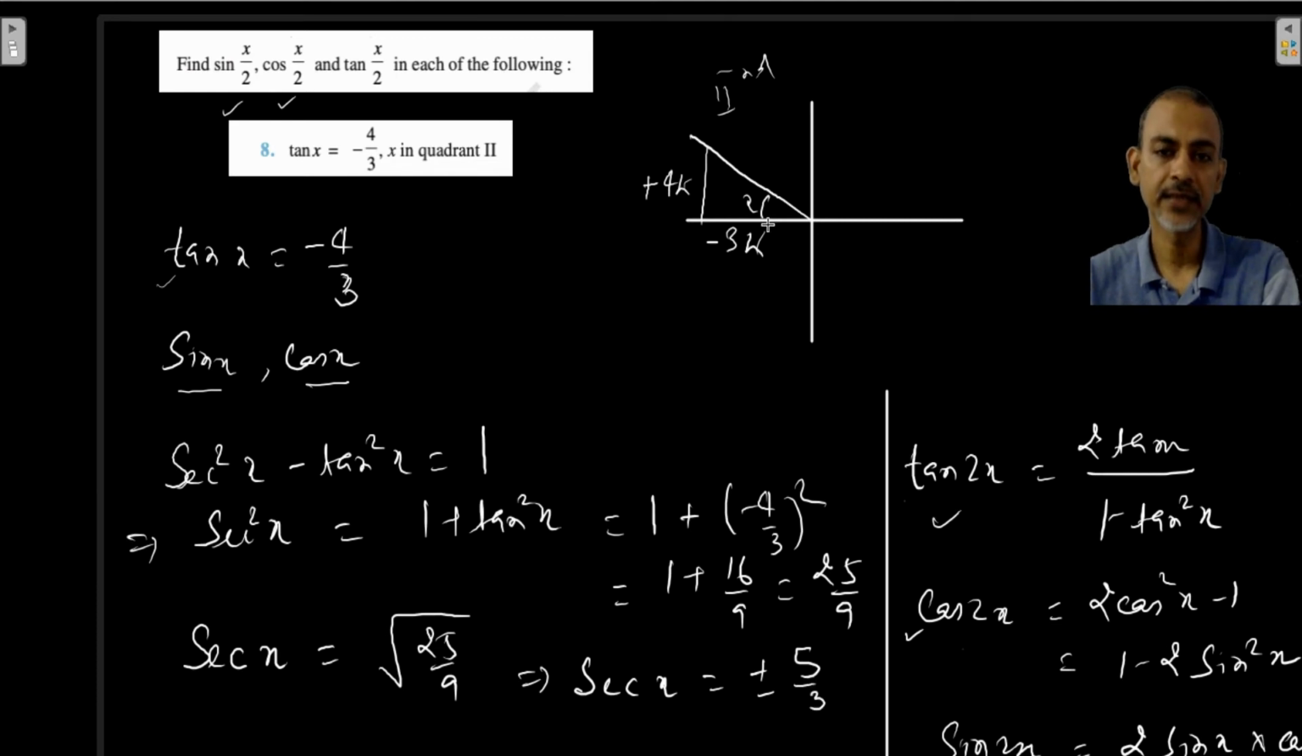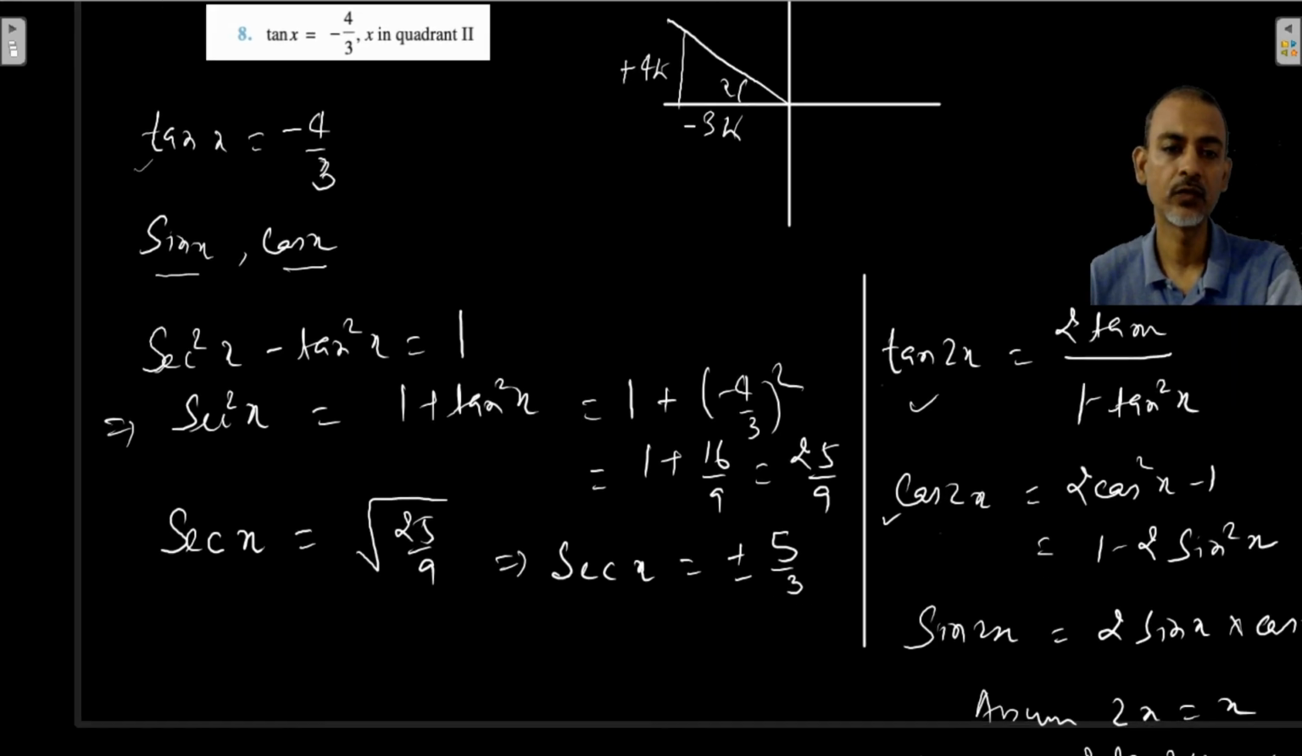But it is in the second quadrant, so what would my sec theta be? My sec theta is also going to be negative, so I'll use minus 5 by 3.